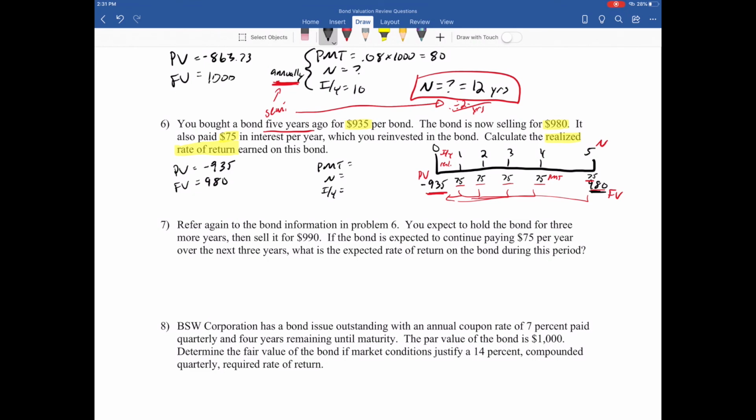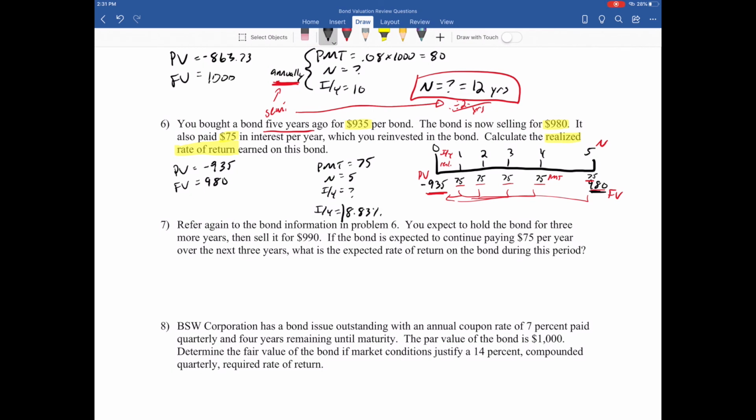If I sold the bond today, I'm not going to receive the face value because the bond is not maturing. I'm going to receive whatever the market rate is, or the market price is. And price is, in this case, the $980. My payment is, in this case, the annual coupon that I received, so $75 per payment. My N is the number of coupons that I received for this period, which is a 5-year period because I bought the bond 5 years ago, and we are solving for this return. So when I solve for this return here, I get a realized rate of return of 8.83%.